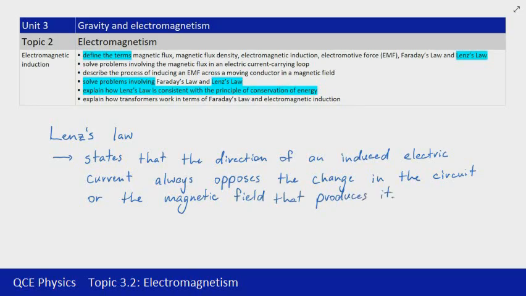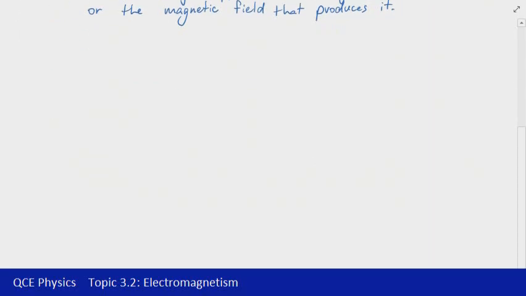So that's the definition of Lenz's law, but let's try and unpack that and have a look at what that means in a bit more of a practical sense. And we're going to need to break it down into a few steps here. The first thing is that we need to identify when a circuit experiences a change in magnetic flux. So that's the first thing to consider.